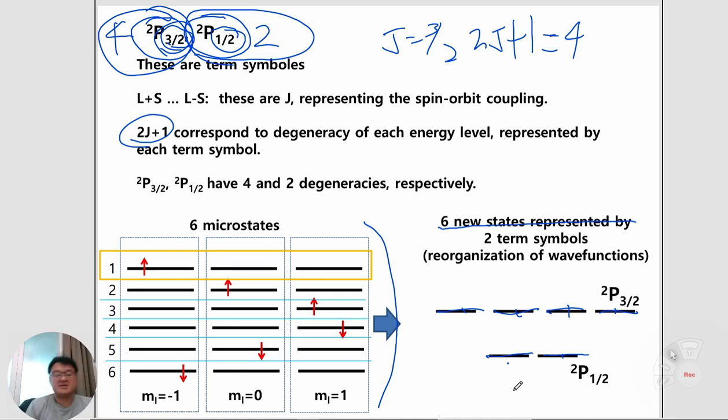Okay, now we learned that 6 microstates for the system having only 1 electron in a p orbital can be reorganized into 2 different energy levels, one having a degeneracy of 4 and the other one having a degeneracy of 2. And now the last question you have to answer is which one is lower in energy and which one is higher in energy. For that, we have to apply Hund's rule.